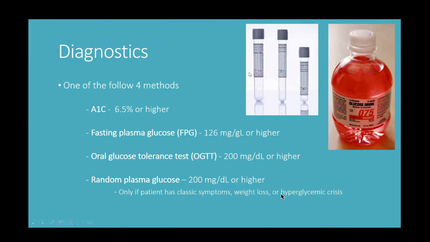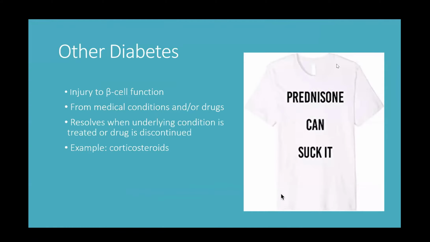Okay, so how do we diagnose a patient with diabetes? This is both for type 1 and type 2, and any diagnosis of diabetes. So they can have a hemoglobin A1C of 6.5 or higher. And who remembers what hemoglobin A1C is?